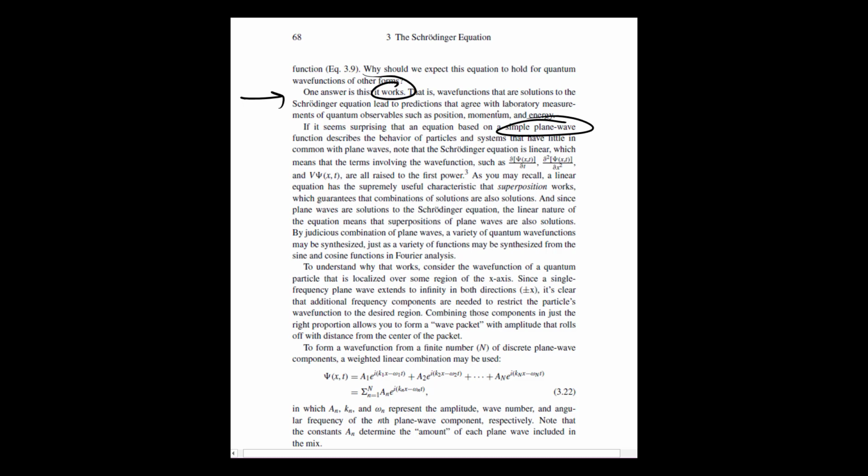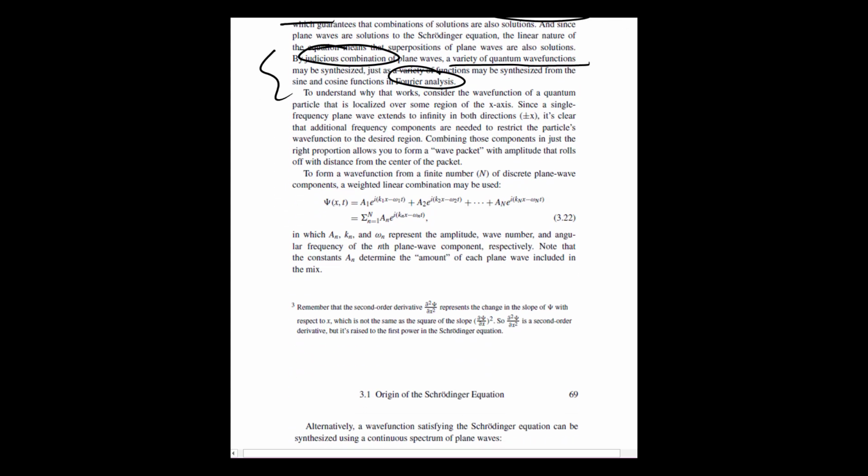Well, the answer is, this is a linear equation. That means that it has the wonderful characteristic of superposition. Superposition means we can combine these simple plane waves in proper proportions to produce more complicated waves, and those will also be solutions of the equation we just derived. So as it says here, judicious combinations of plane waves lead to a variety of quantum wave functions. We'll talk a lot more about that in Chapter 4 when we deal with Fourier analysis.